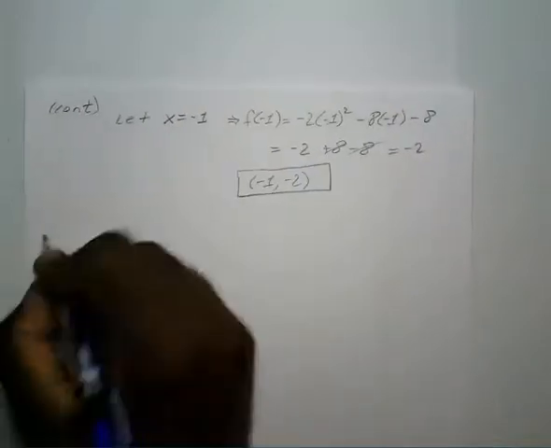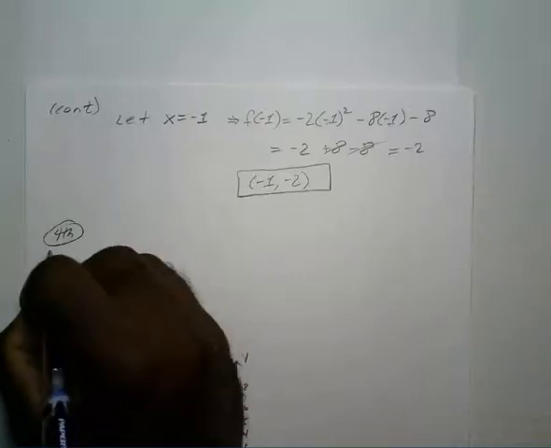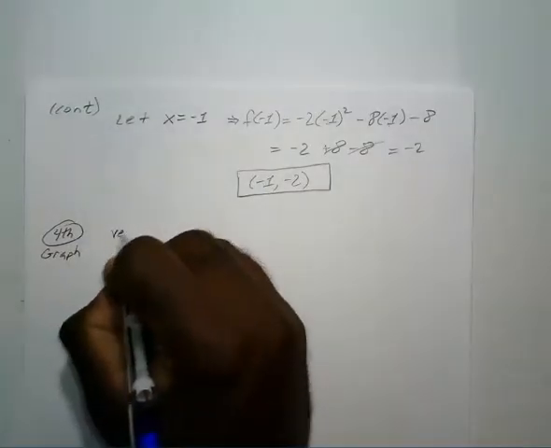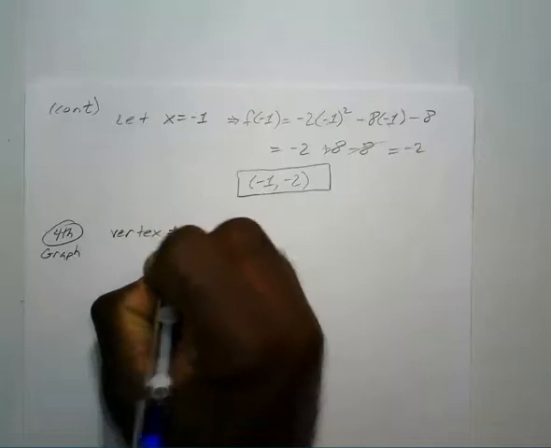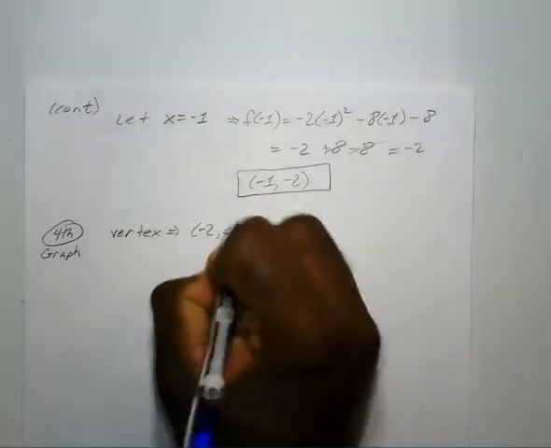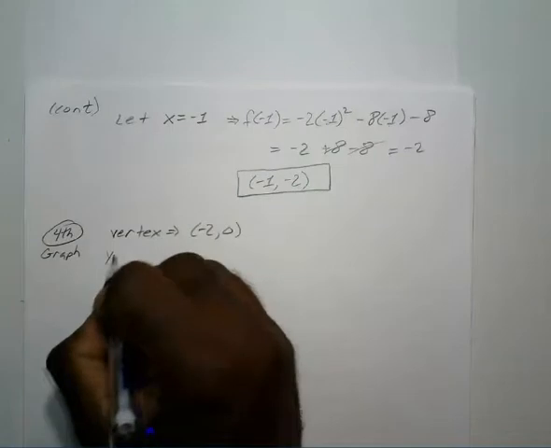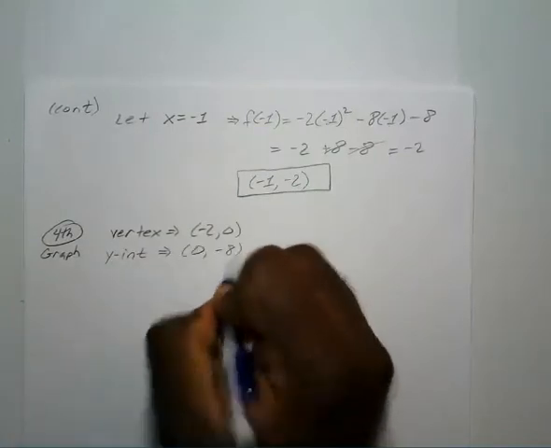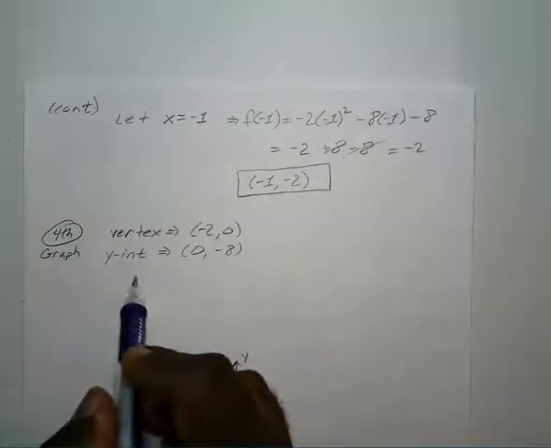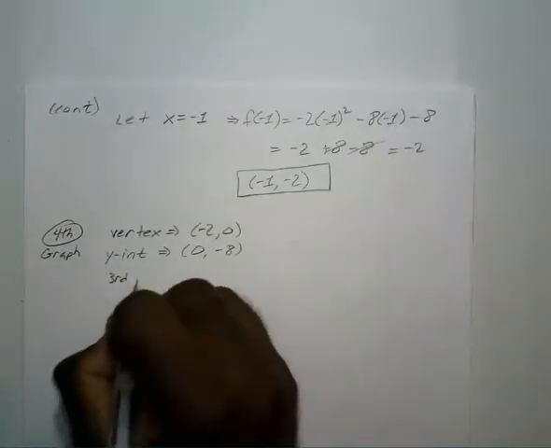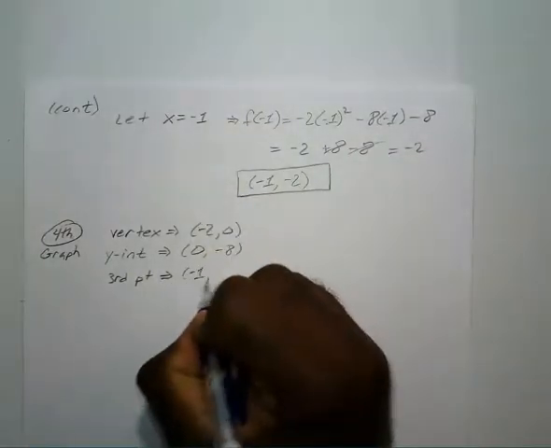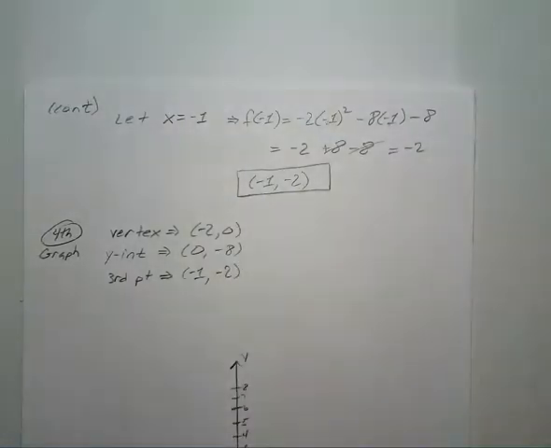Okay, so now we go to our fourth step, which is we're going to graph. Now we found what we need. Our vertex is negative 2, 0. Our y-intercept is 0, negative 8. And we couldn't use our x-intercept, so our third point that we found up here is negative 1, negative 2.